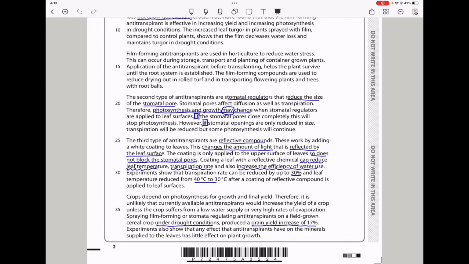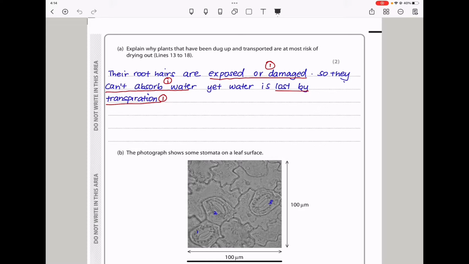Explain why plants that have been dug up and transported are at most risk of drying out. This is because the root hair cells that are supposed to absorb water could be broken or damaged during the process of digging them up, and these are going to be exposed. So, the plant cannot absorb any more water, yet water loss still occurs by transpiration. So that is why they are at a risk of drying up.